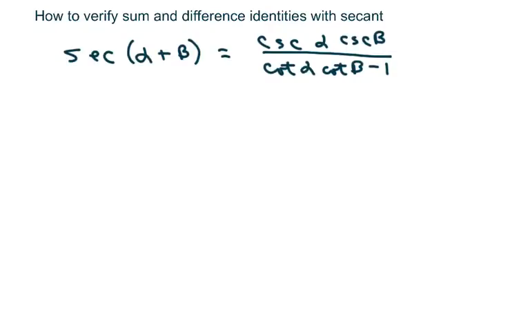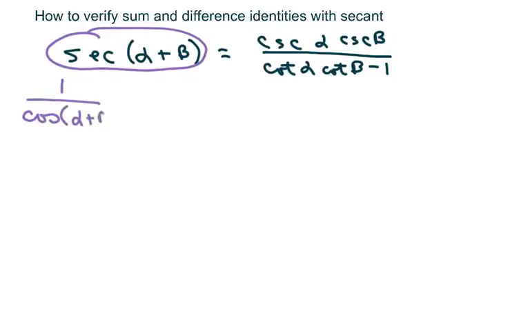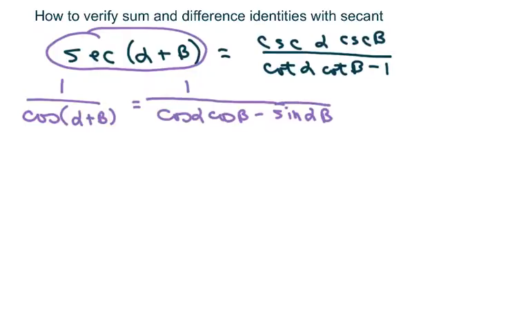Hi everyone, we're going to verify sum and difference identities using secant. We know secant is 1 over cosine, so we're going to rewrite this as 1 over cosine of alpha plus beta. So that's going to equal 1 over cosine of alpha, cosine of beta, minus sine of alpha, sine of beta.